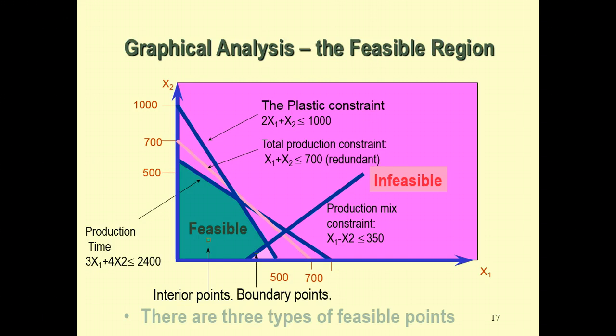The other types of points we have are boundary points. So all of these points on the boundary are called boundary points. And this one's a little tricky, but it says if there is an optimal solution, a boundary point may be an optimal solution. Okay, so just hold on to that a second.